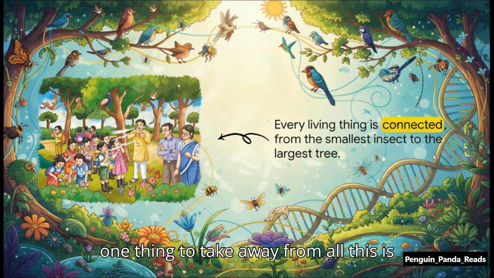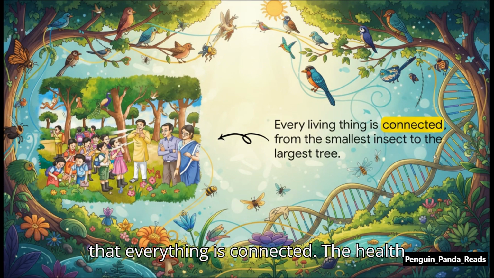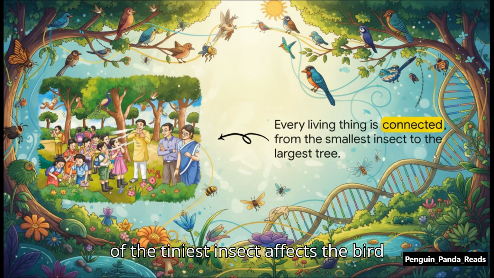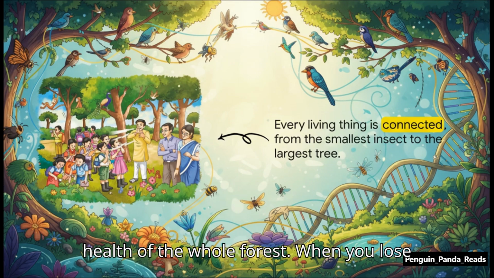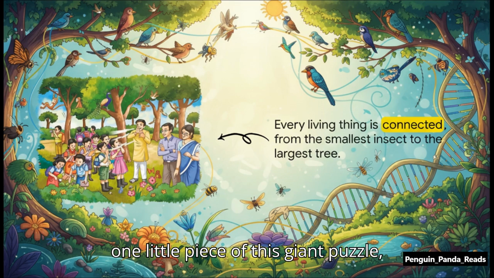So if there's one thing to take away from all this, it's that everything is connected. The health of the tiniest insect affects the bird that eats it, and that bird affects the health of the whole forest. When you lose one little piece of this giant puzzle, the entire picture starts to change.